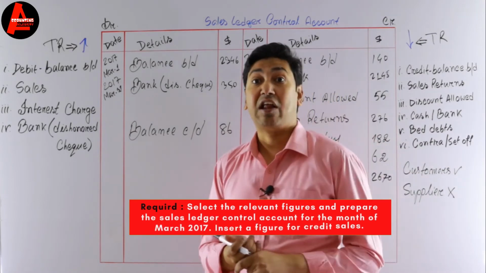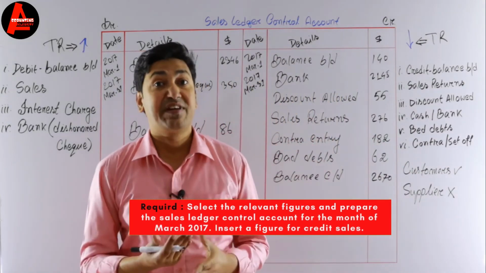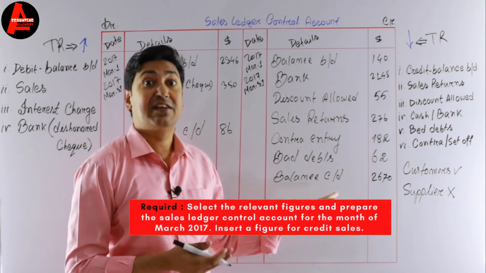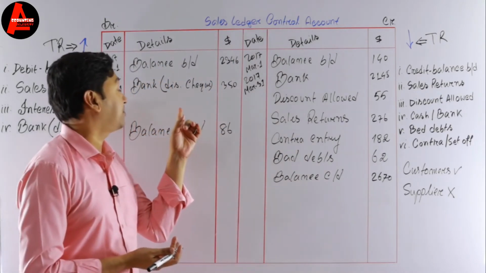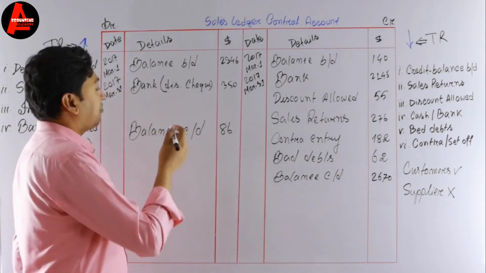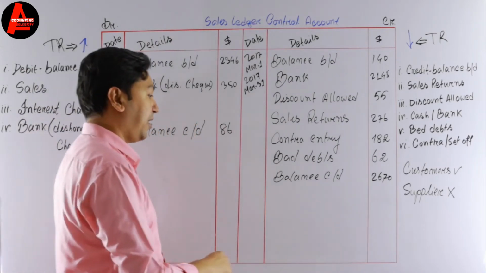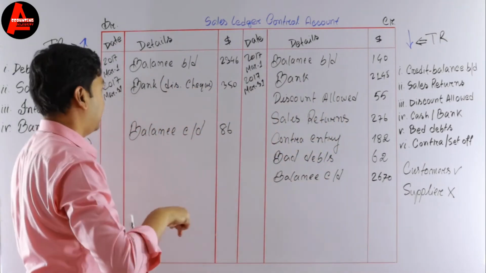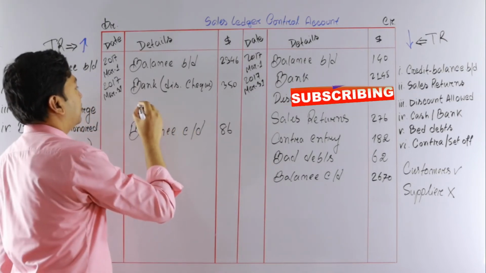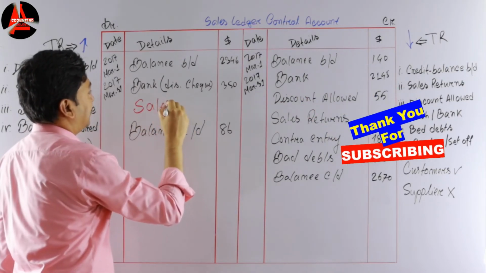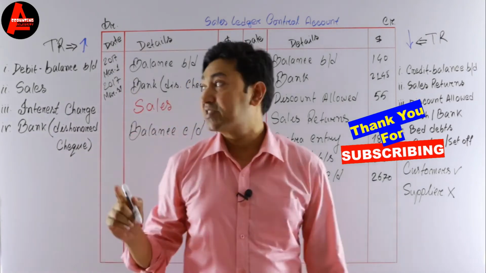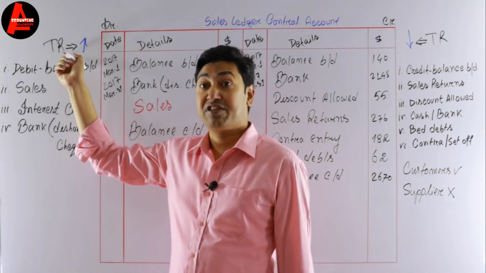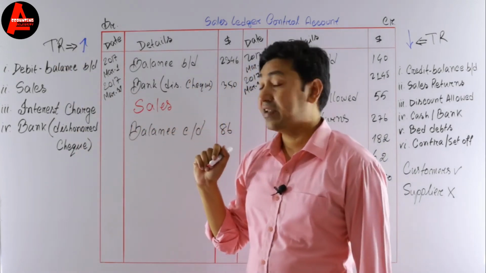So now we have to extract the value of sales. How to calculate the value of sales now? It is very easy, very simple. The way you extract the closing balance, means balance CD, in the same way you now calculate the value of sales. So let us write here sales first of all. We already know that sales will be recorded in the debit side because sales value will increase the TR, trade receivable. So we have to record it in the debit side.